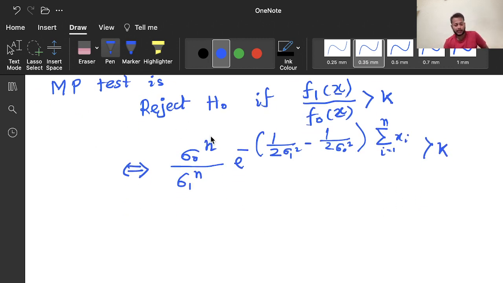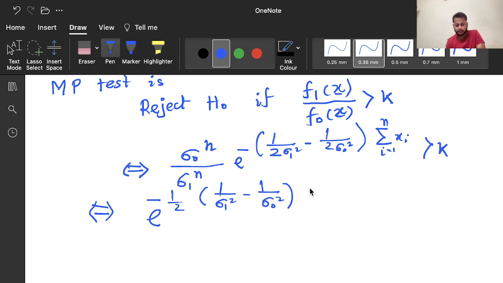So this is a constant, so anyone can adjust this left hand side constant to the right hand side constant and we'll get another new constant. Suppose that constant is half, 1 by sigma 1 square minus sigma 0 square, summation xi, i equal to 1 to n. Suppose that is k prime.